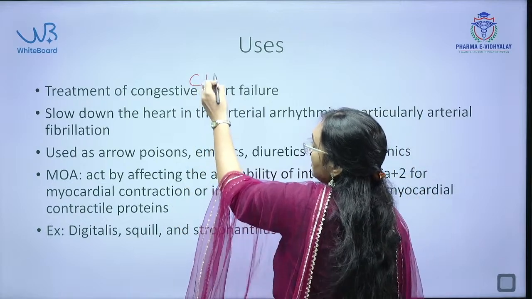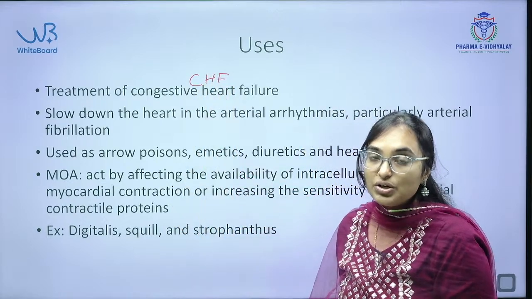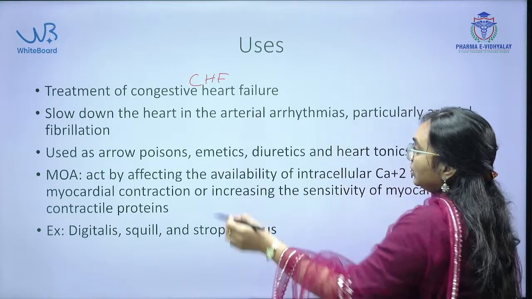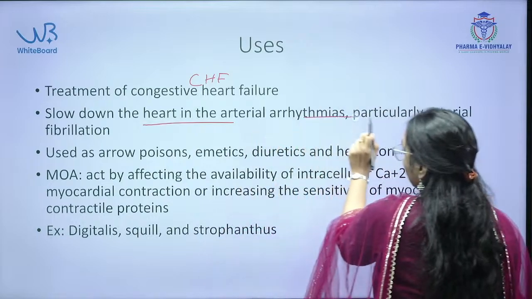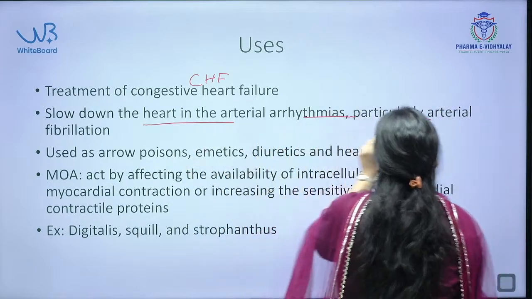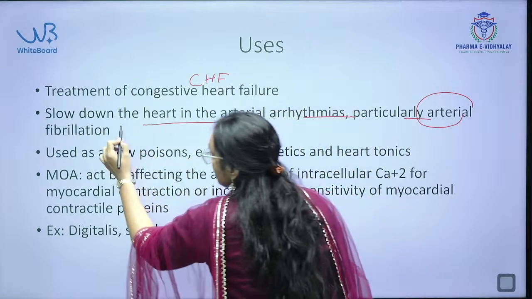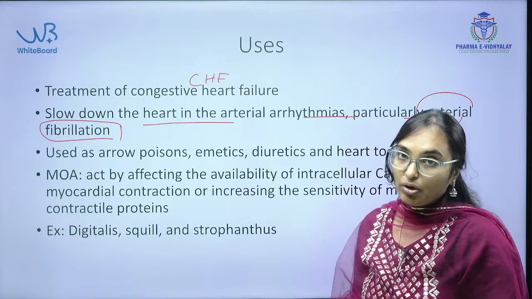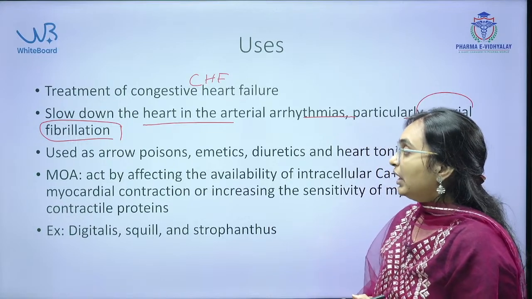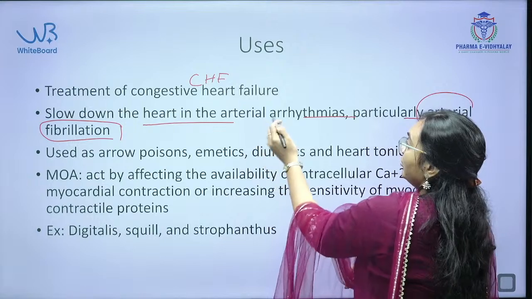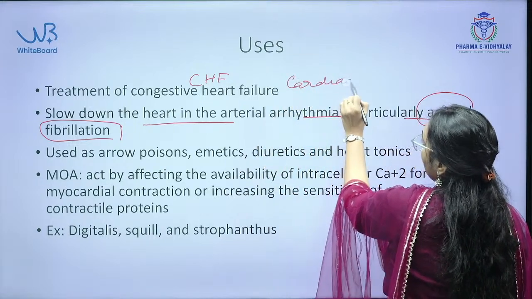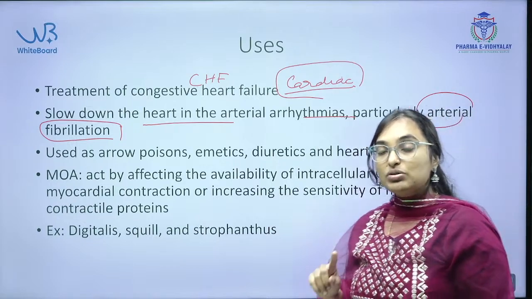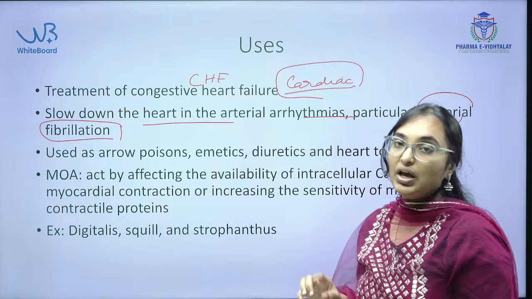It is used for congestive heart failure. So, cardiac glycoside drugs are used for the treatment of congestive heart failure. Next, to slow down the heart in arrhythmia conditions, particularly atrial fibrillation. So, cardiac glycosides are used for the treatment of atrial fibrillation, and the name itself indicates cardiac glycosides are used for something cardiac related.